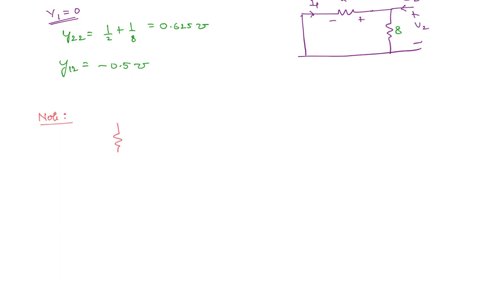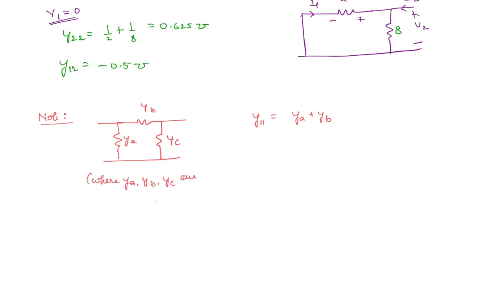in the pi network you can easily get the Y parameters like this. So let us say this is YA, YB and YC. Then what will be Y11? Y11 is the driving point admittance on the input side. So this is going to be YA and YB. Okay, we are talking about the admittances here. YA and YB are the admittances. So Y11 is YA plus YB, where YA, YB and YC are admittances.